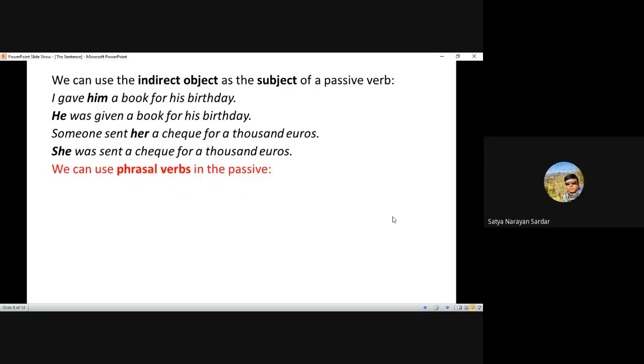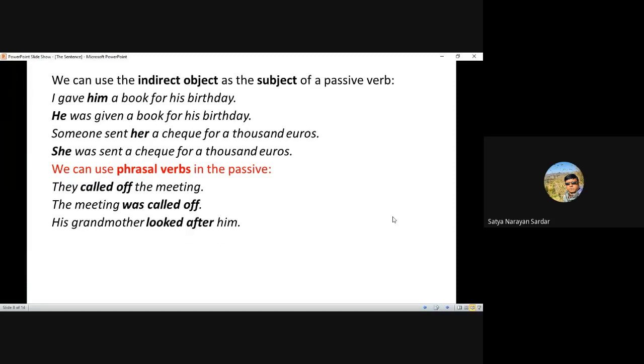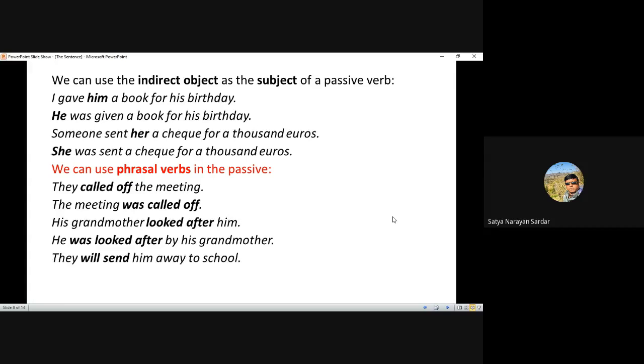We can use phrasal verbs in the passive. They called off the meeting. The meeting was called off. His grandmother looked after him. He was looked after by his grandmother. They will send him away to school. He will be sent away to school.